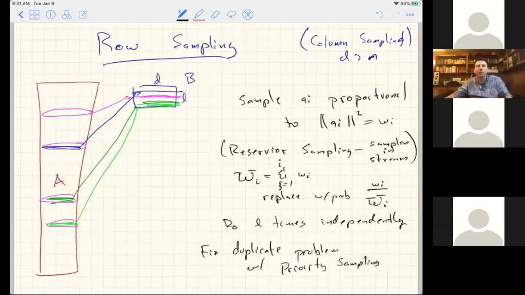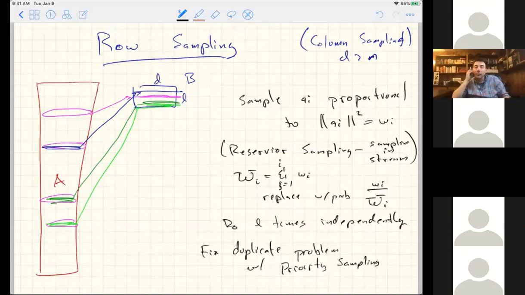So Paul, do you have a question? Yeah. So it looks like to me that the main point of this is just to find the points with the greatest norm. Is that right?